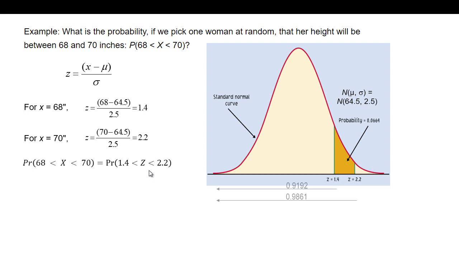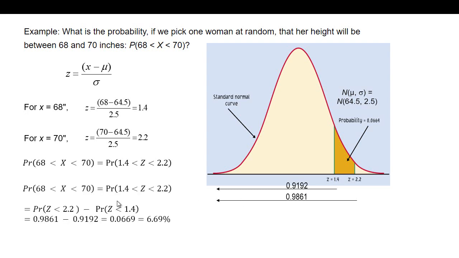It turns out that the area to the left of 2.2 is 0.9861, and the area to the left of 1.4 is 0.9192, and so the area in between 1.4 and 2.2 would be 0.9861 minus 0.9192, which is 0.0669 or 6.69%.